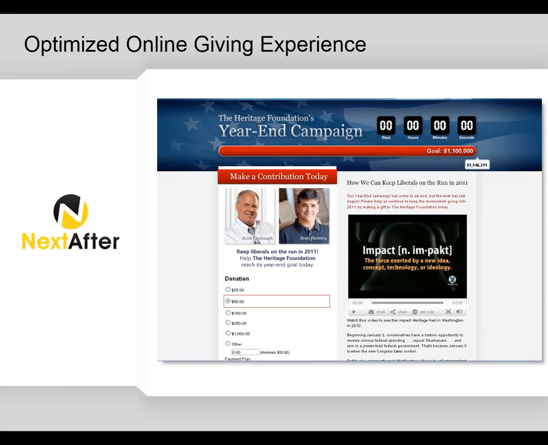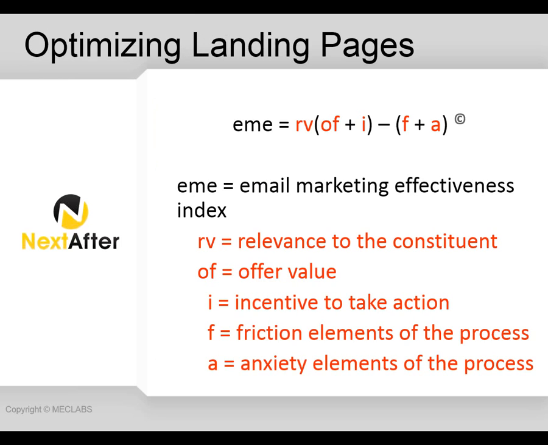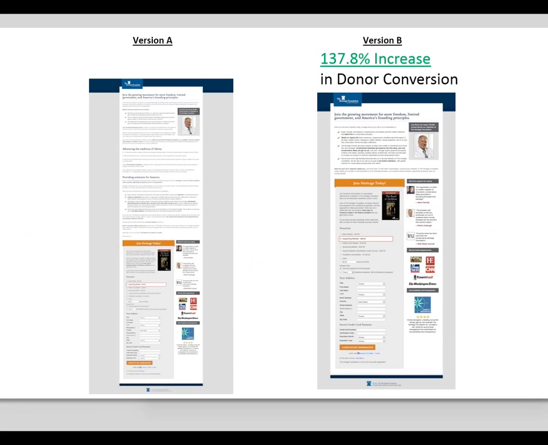So we'll go ahead and look at a couple more examples of how we can apply this formula now to our landing pages. Here's an experiment we did with the Heritage Foundation. Version A is one version of the donation page. Version B, we reduced some of the length friction. We cut down some of the length, and we increased the donation response rate by 138%.